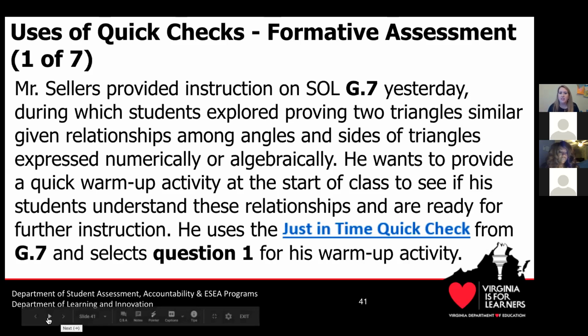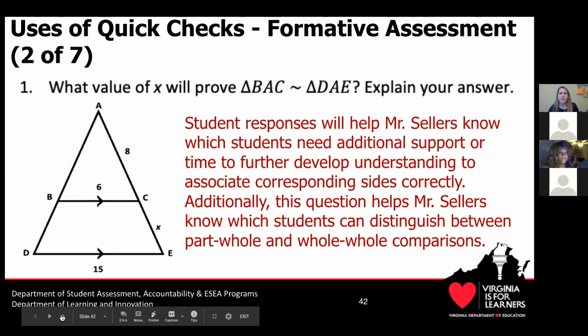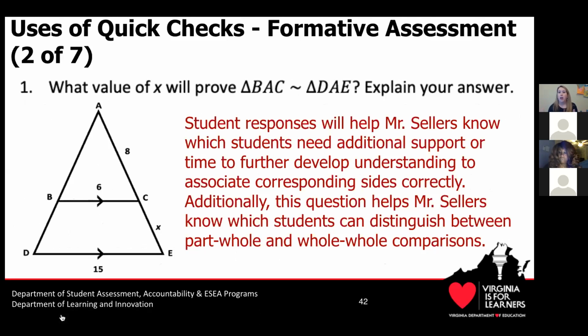So he accesses the quick check, and again, you have the choice. They are in a Word format as well as the PDF. If you use that Word format, you can pick and choose and edit as needed. So he might just select question 1 as a warm-up. Students are entering class or logging into their Google Meet or Zoom, wherever you're meeting your students, and as they're joining, you might provide them this warm-up question.